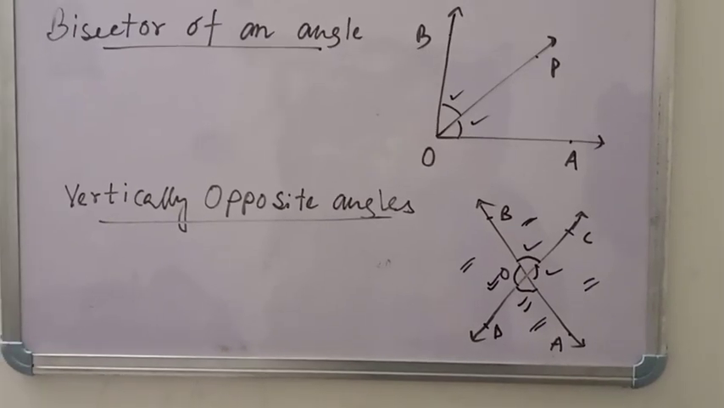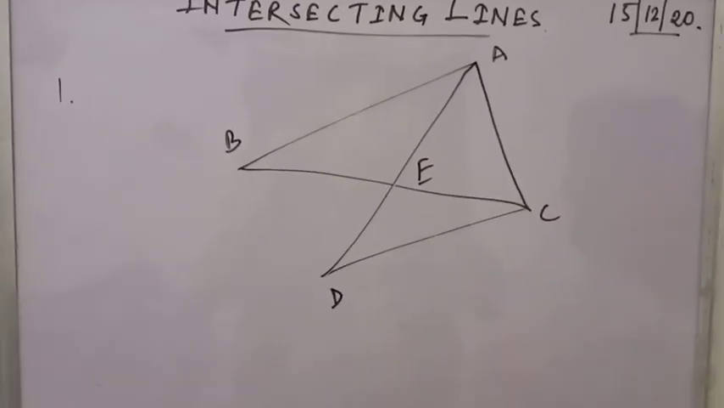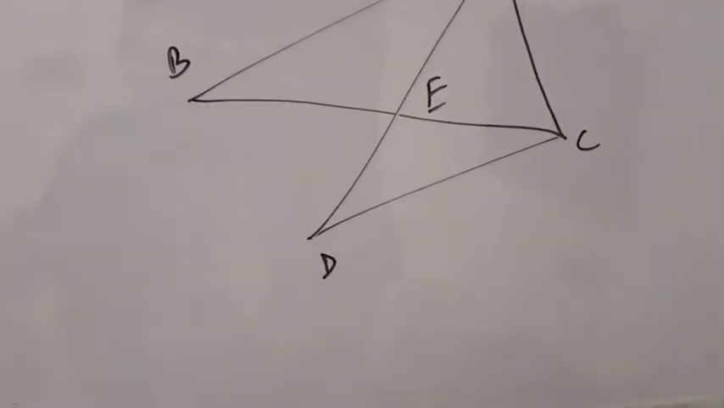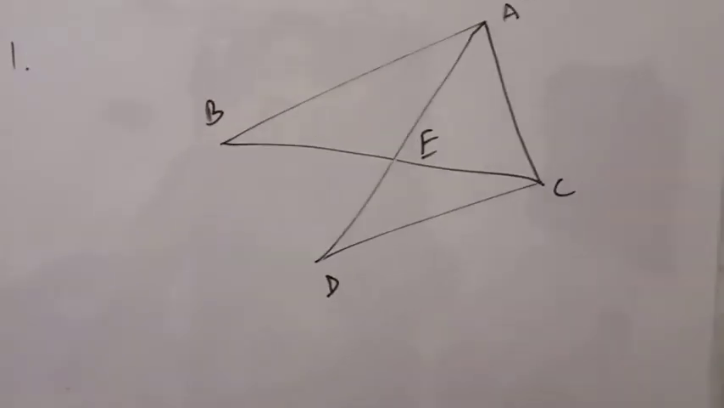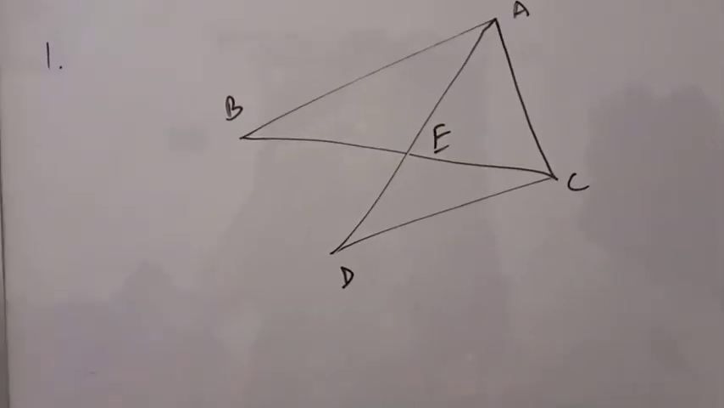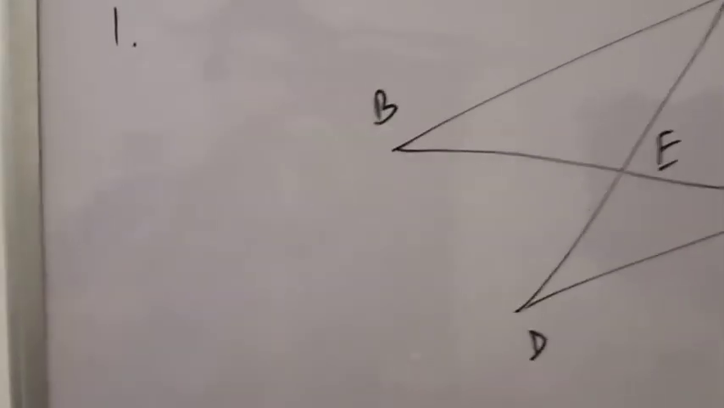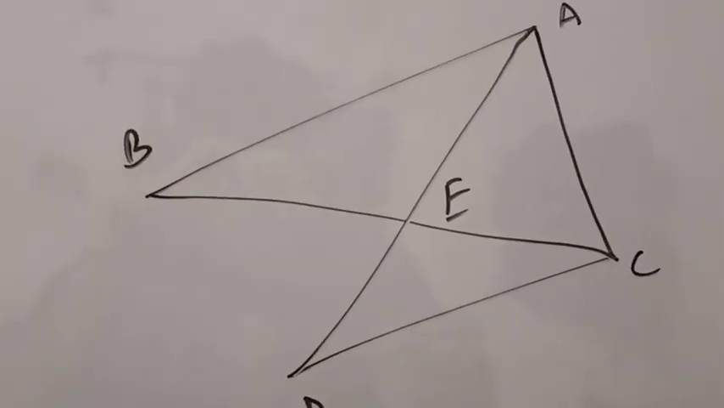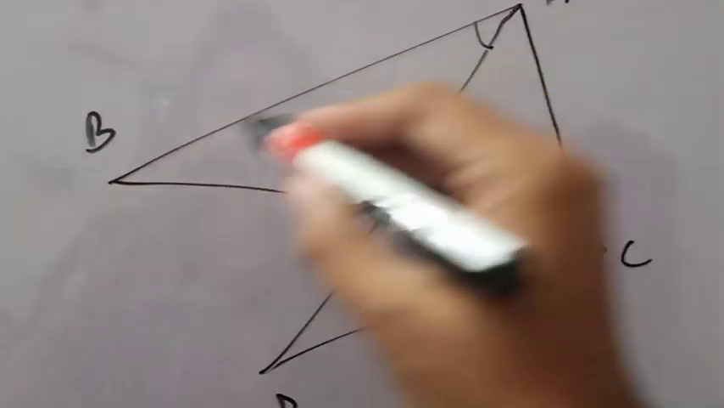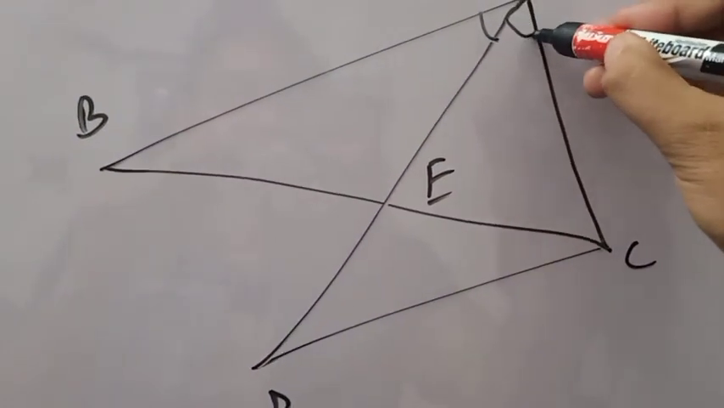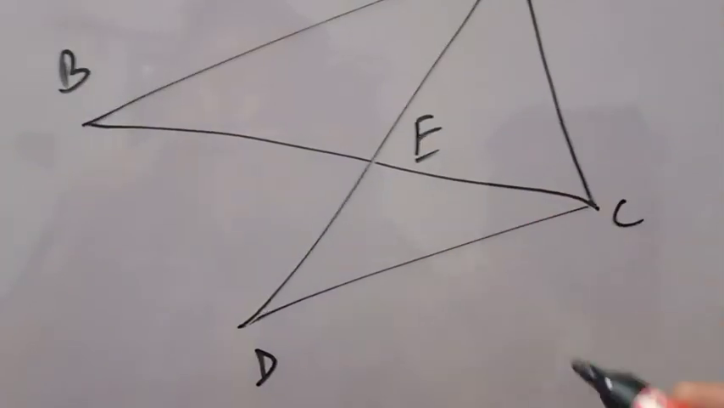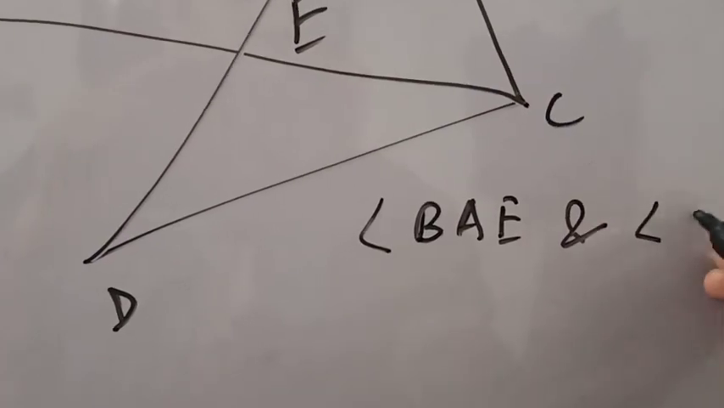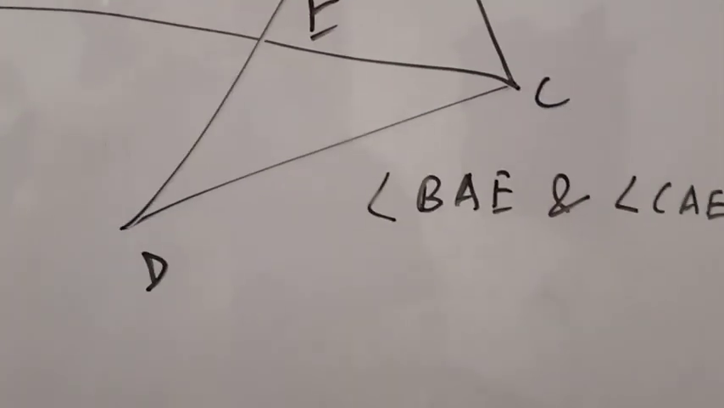Now, going to the exercise. In number 1, you have to find the adjacent angles and vertically opposite angles. Firstly, we are writing the adjacent angles. See that adjacent angles in the figure are angle BAE and angle CAE. So BAE and CAE are adjacent.